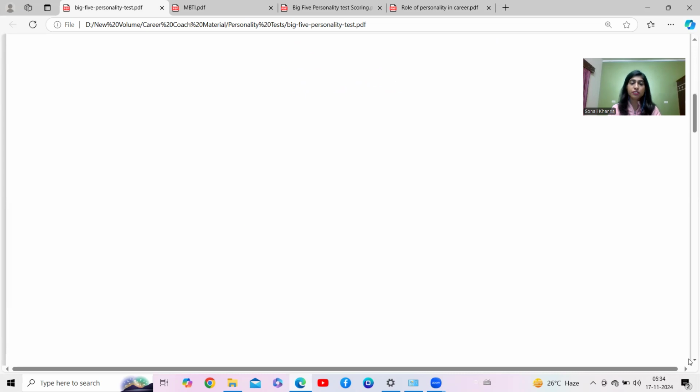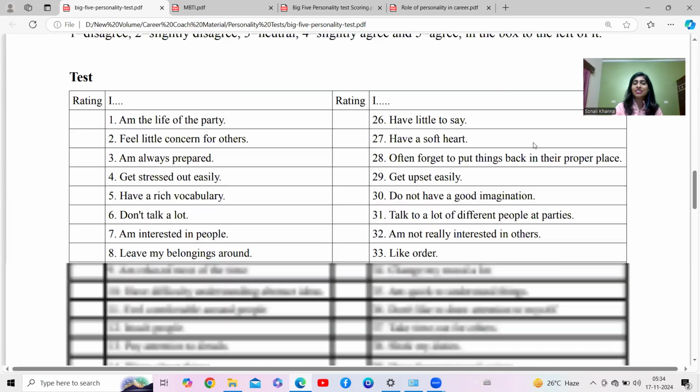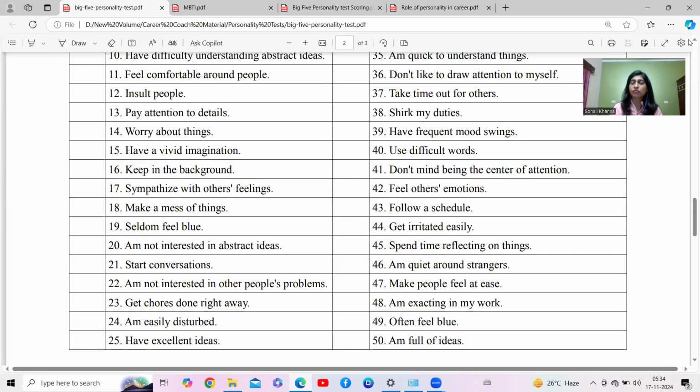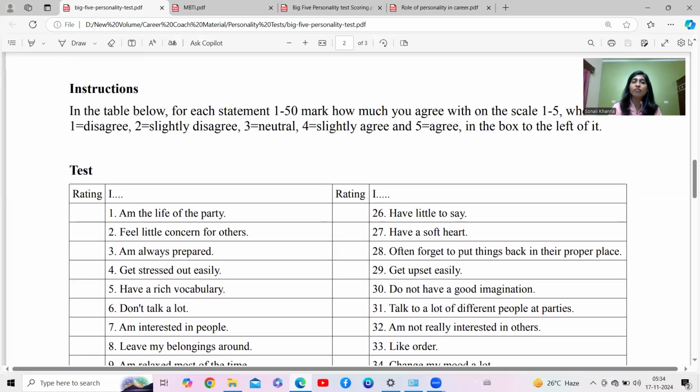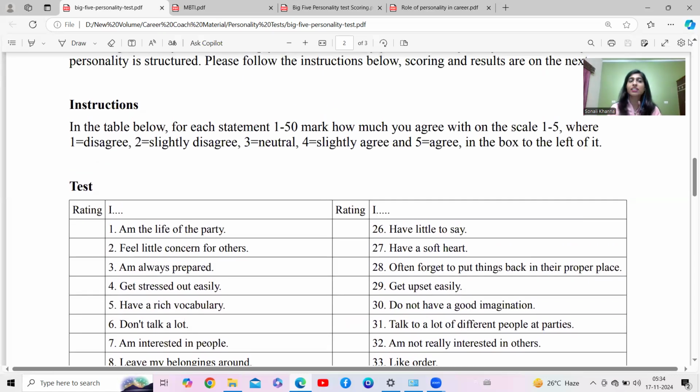Moving on to personality factors. Now, this test in general has 50 questions, and you have to answer each statement. It's a Likert scale, and you have to answer each statement from 1 to 5. 1, if you disagree with the statement. 2, if you slightly disagree. 3, if it's neutral, you neither agree nor disagree, but try to avoid such answers of 3 because they're going to give us a very neutral response, which we do not want. 4 is slightly agree, and 5 if you completely agree with the statement.